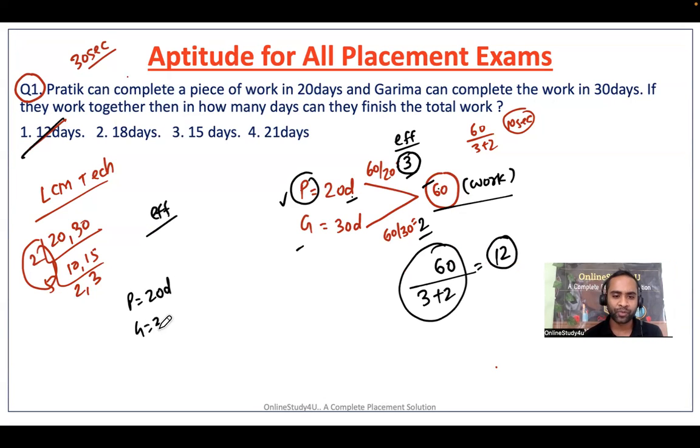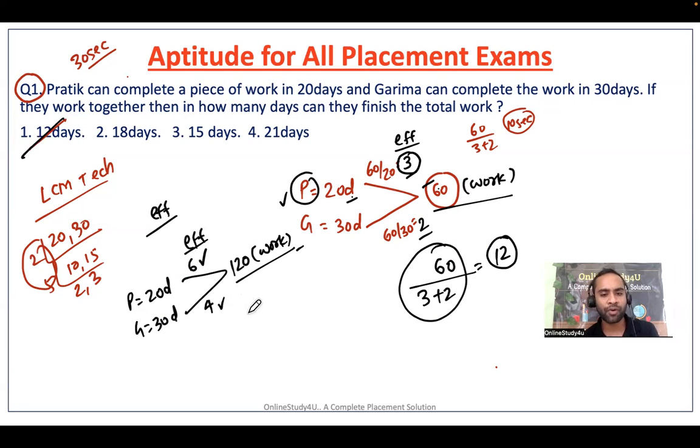Now, sir, in the beginning you told that you can assume any value. Then how will it work? Okay, no problem. Suppose in your mind 120 is coming. I told you that you can even assume a number which is divisible by both. So 120 will become our work once you assume a number or take the LCM. Now 120 divided by 20 is 6 and 120 divided by 30 is 4. We got the efficiency. That means Pratik can complete 6 work in a day and Garima can complete 4 work in a day. Together, if they work, then 6 plus 4, 10 work they will do. Total work is 120, so 120 by 10 means they are going to take 12 days.